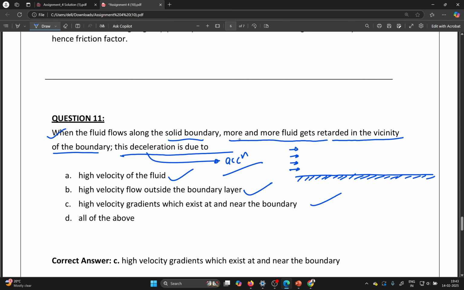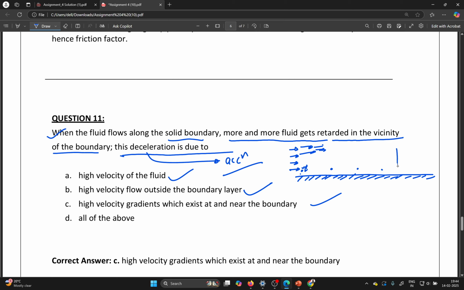So fluid getting retarded means what? At the surface your velocity is almost the same, but let's suppose at that level the velocity is 2 meters per second, then here maybe at that level the velocity will be less because of the high velocity gradient.